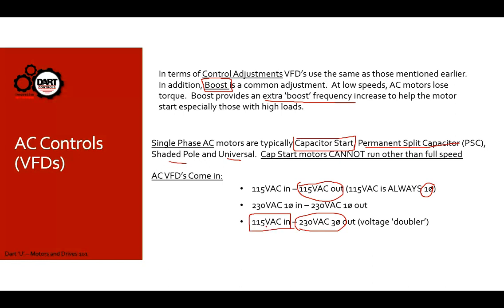So your supply voltage is 115 volt. How do I create 230 out of 115? Now you put gigantic capacitors in the drive to really boost the voltage. And then the last type is 230 volt single phase in, 230 volt three phase out.